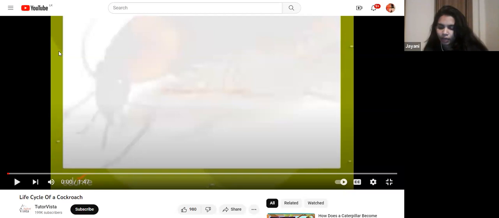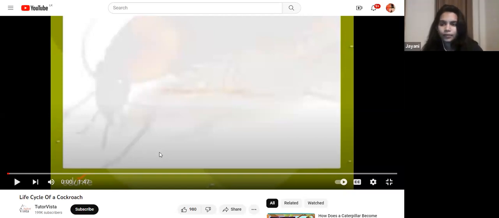Now after hatching the eggs, nymphs emerge, right? Although the nymph is small in size, it is morphologically similar to the adult cockroach. Then, is this life cycle complete metamorphosis or incomplete metamorphosis? Cockroach life cycle. Incomplete. Yeah, incomplete. What's the reason for that?